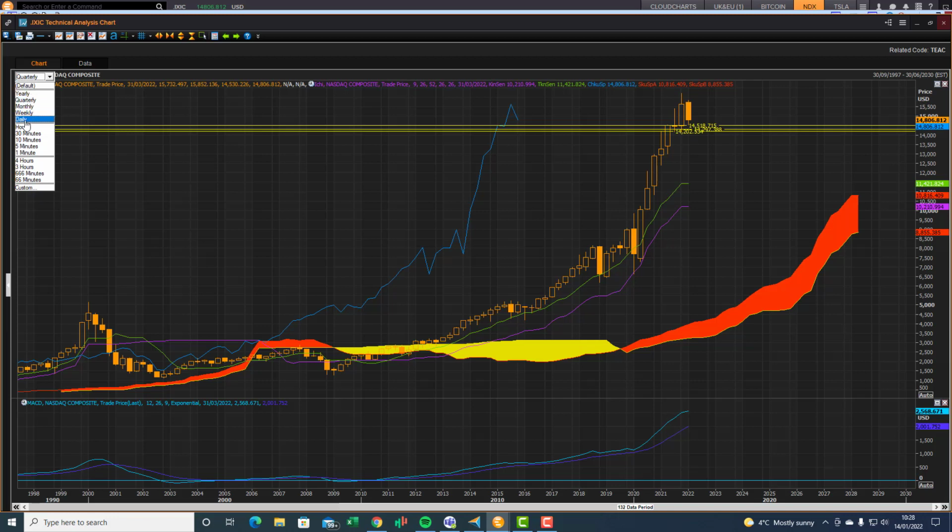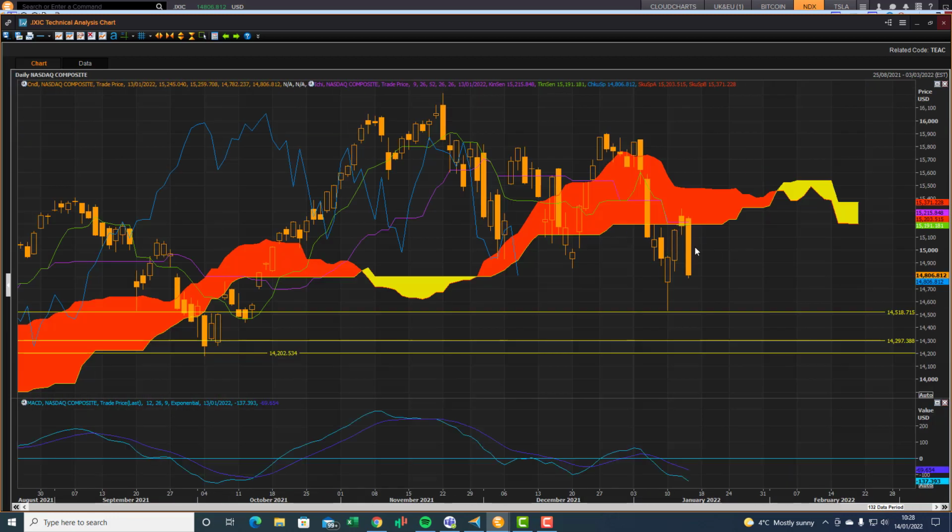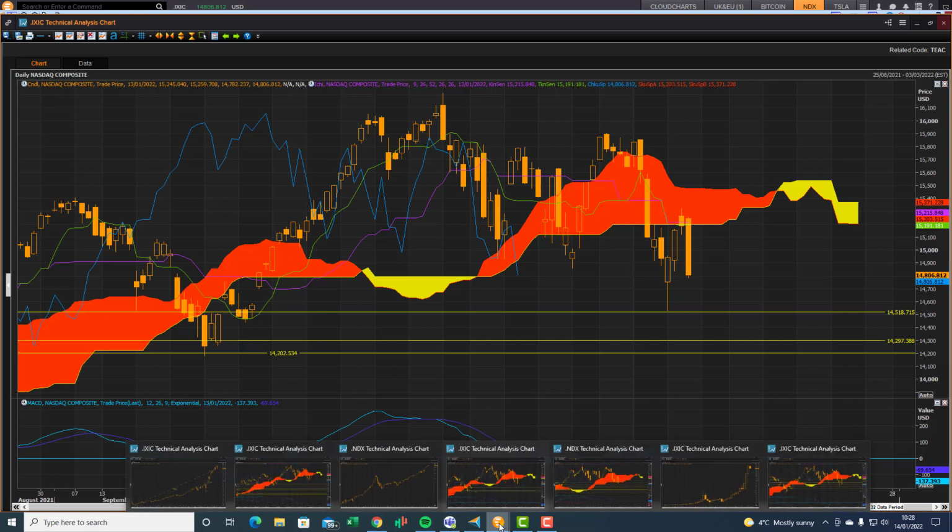And we've already seen that the daily is now negative, 4 hours negative. So there are some further downside risks, with short-term rebound trades for the more intraday trader looking at trading cloud chart rebounds back up to the bottom end of the cloud. But so far, quite a risky situation for the Nasdaq Composite.